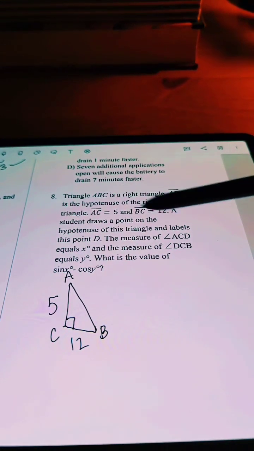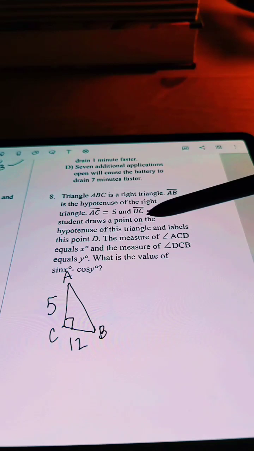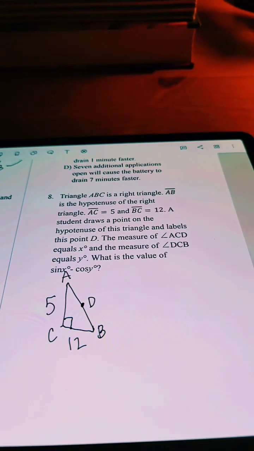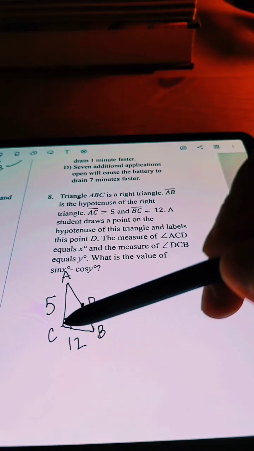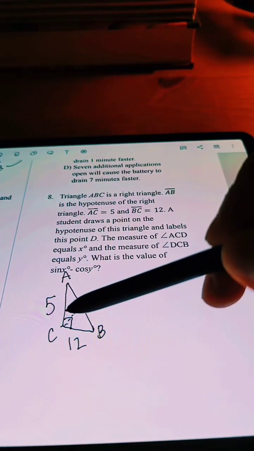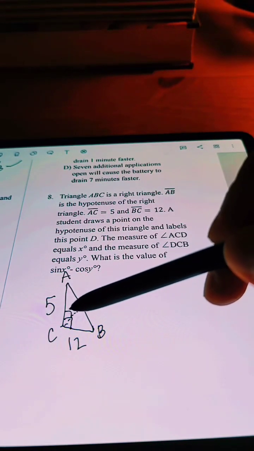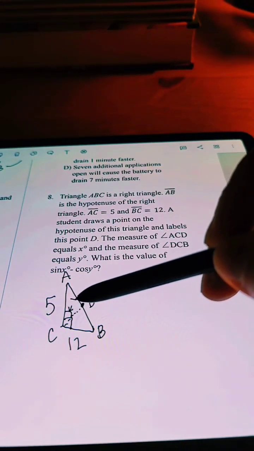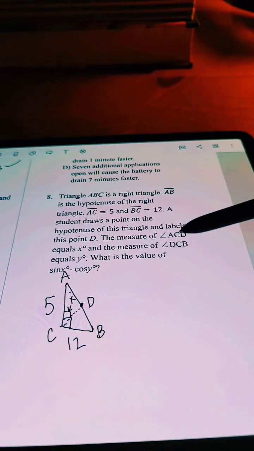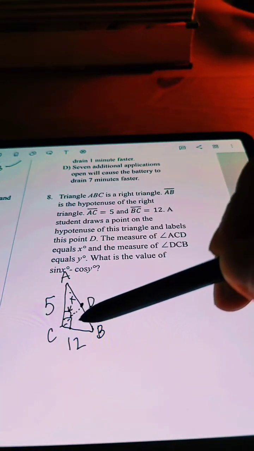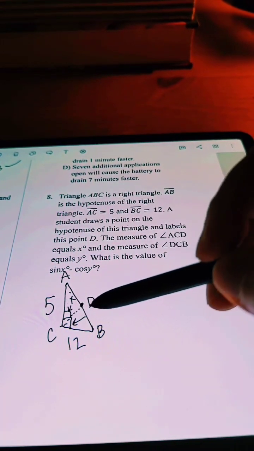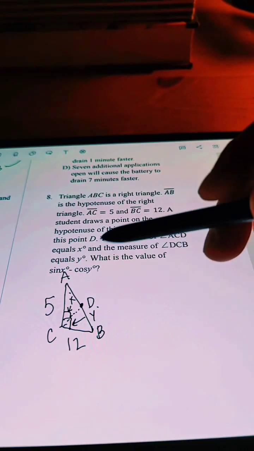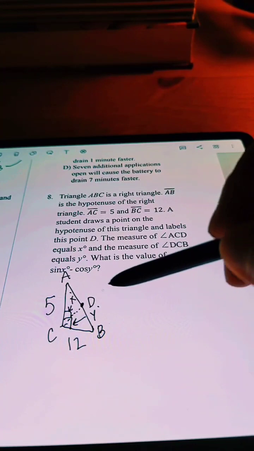A student draws a point on the hypotenuse of this triangle and labels this point D, so let's draw that. The measure of angle ACD, so let's draw a little dotted line right there, ACD is this guy right here, is equal to X degrees. The measure of DCB, so this angle over here, is going to be equal to Y degrees. What is the value of sine of X minus cosine of Y?